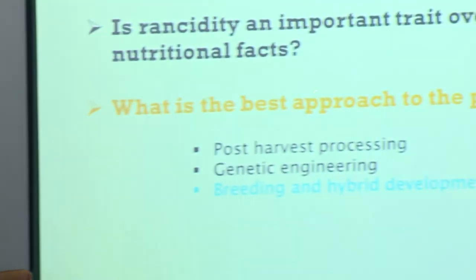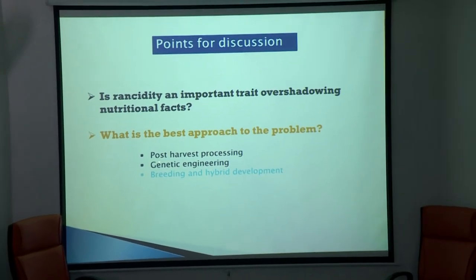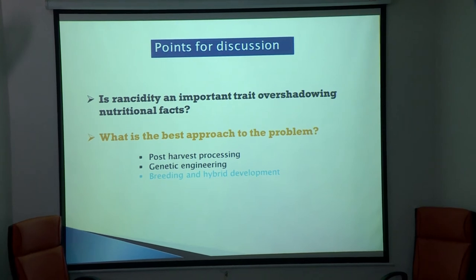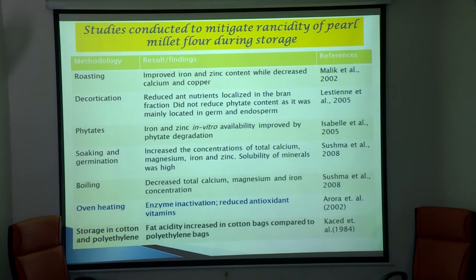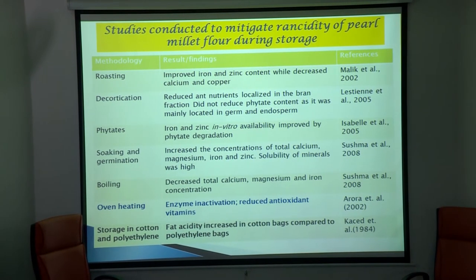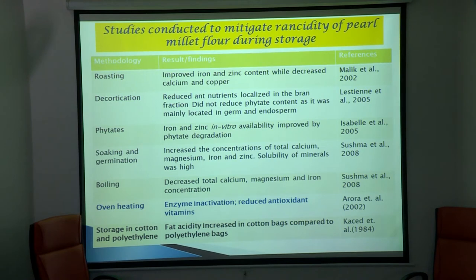Now the second point is, what are the approaches and what is the best approach to redress this problem? There are a number of approaches one can go for, like post harvest processing, genetic engineering, breeding and hybrid development. One by one we will cover them. For post harvest processing, since 1984 till date a number of techniques have been tried, but still not that much success was observed.